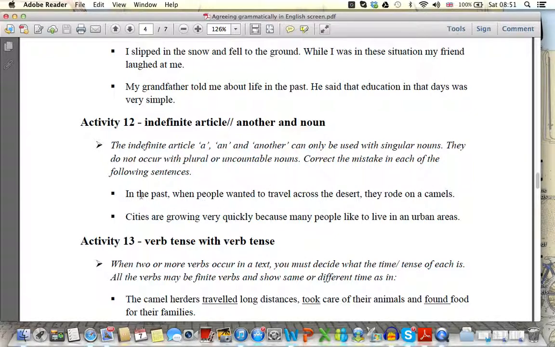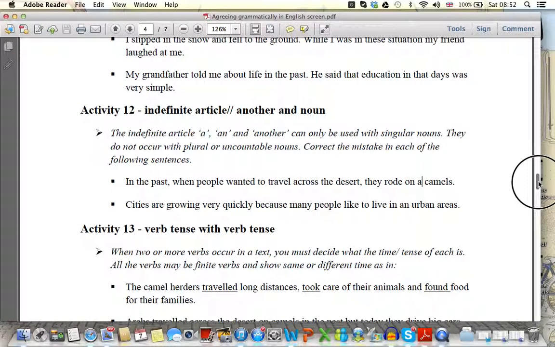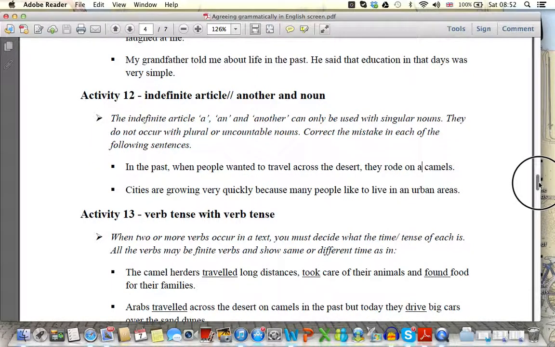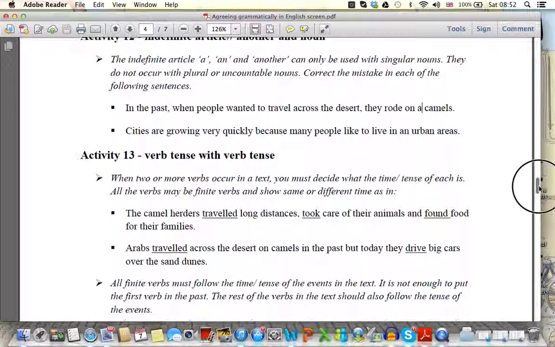So when we look here, here is an error. In the past, when people wanted to travel across the desert, they rode on a camels. We cannot use a here because the noun is plural, so we would have to say they rode on camels. Similarly, in the second example, we have in an urban areas, which is also incorrect. We would have to say in urban areas. And you have lots of activities that will help you practice this example here.